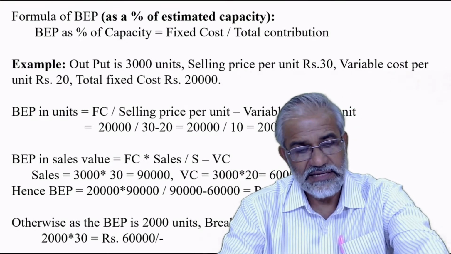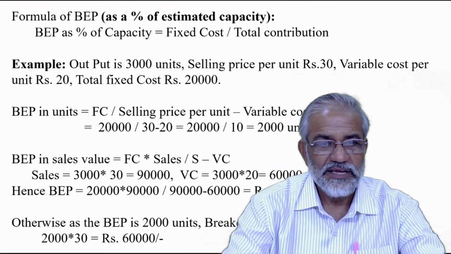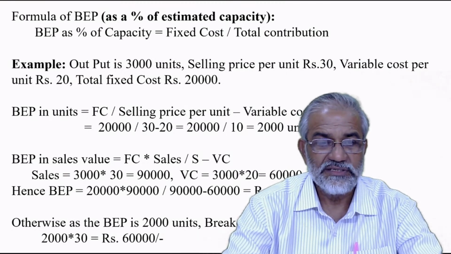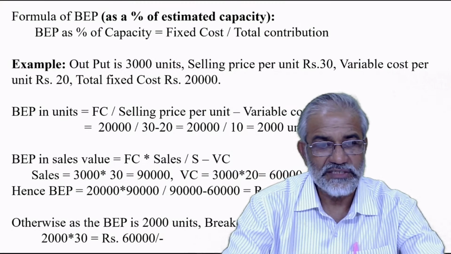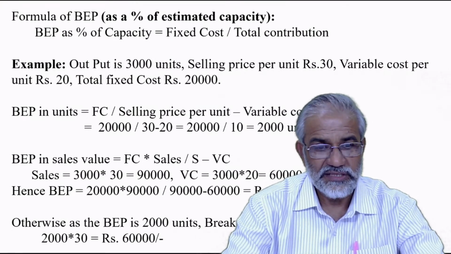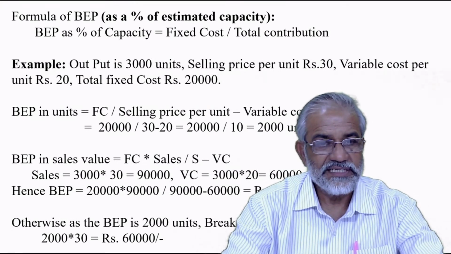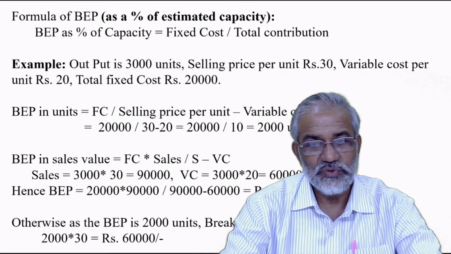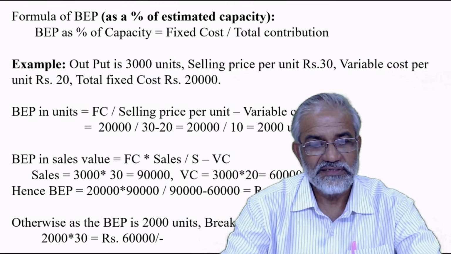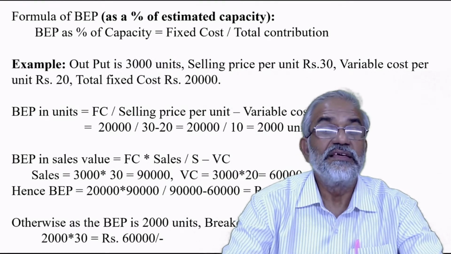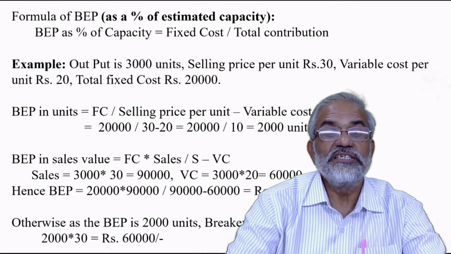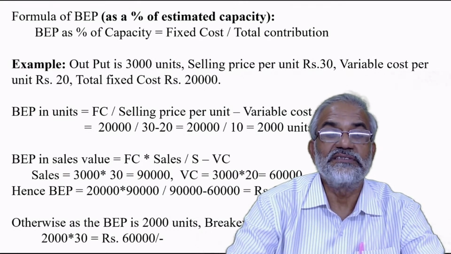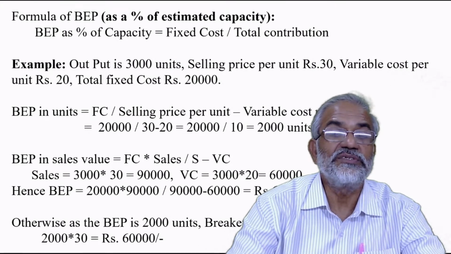BP in sales, that is explained at a later stage: fixed cost into sales divided by sales minus variable cost. Sales is equal to 3,000 multiplied by 30, that means it is 90,000. Variable cost is equal to 3,000 into 20, it is 60,000. Hence, BP is equal to 20,000 into 90,000 divided by 90,000 minus 60,000. That is also coming to 60,000.